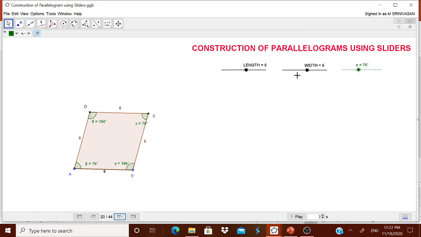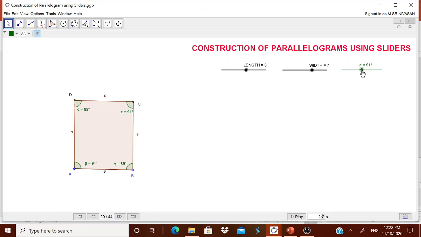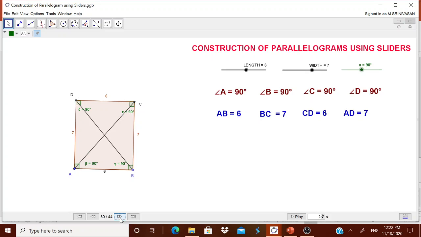For example, here I have put the width as 7, and I will make this angle 90 degrees. Now a child can understand, this is a rectangle. After this, I can tell the angles, the sides, the diagonals, and how the diagonals bisect each other and so on. I can explore.